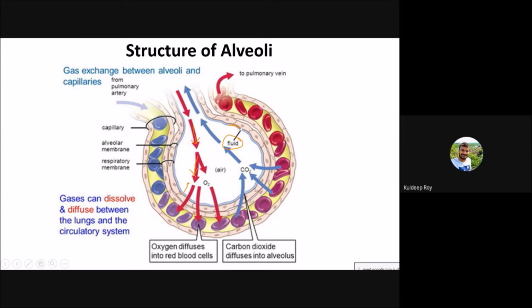Then after that, there is another resistance which is called the membrane, the alveolar membrane. Now you can see here is one more resistance. After the alveolar membrane, you have got a third one. From here to here, they have mentioned a respiratory membrane. Then the oxygen molecule has to cross these three resistances.